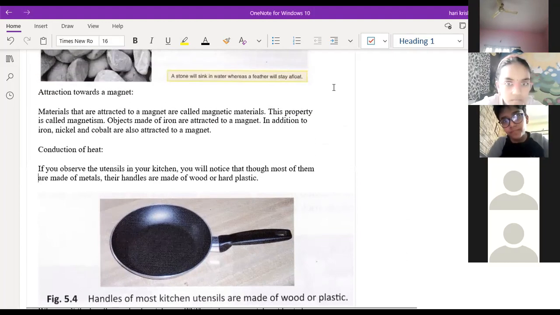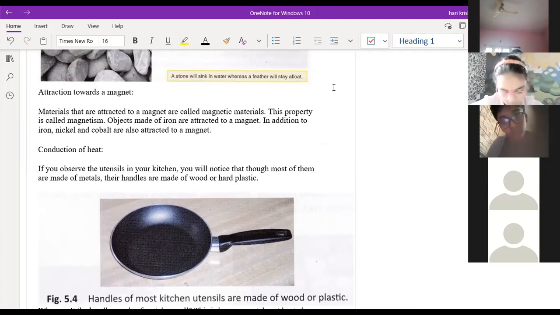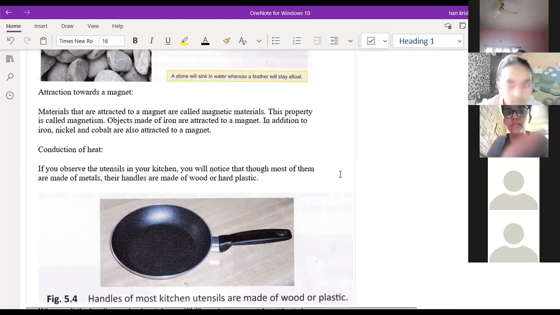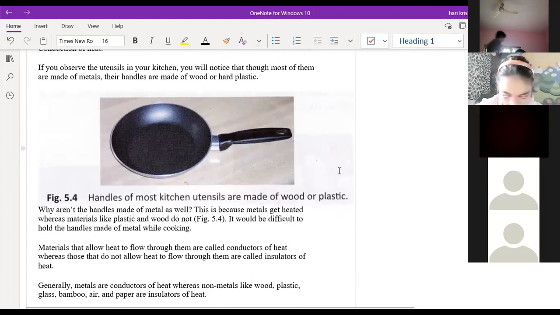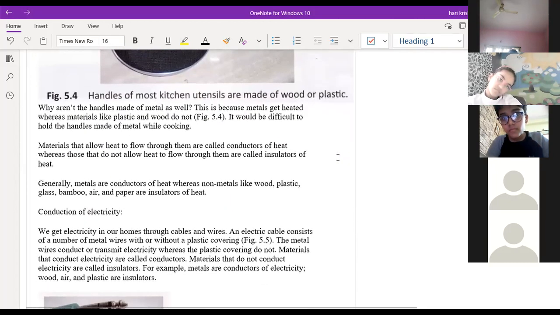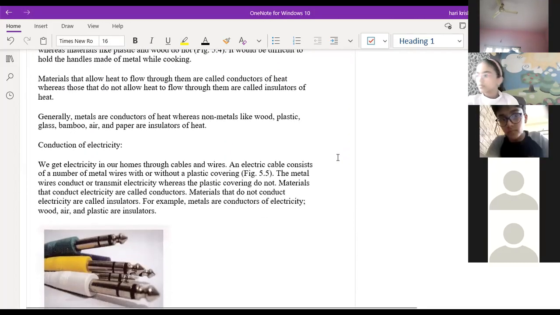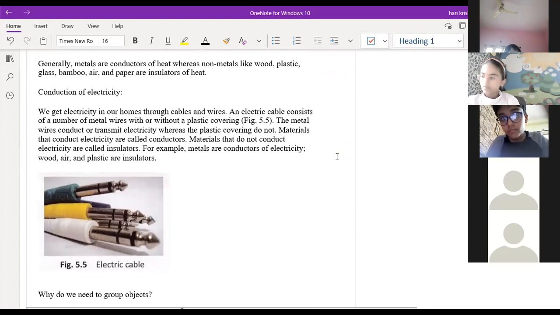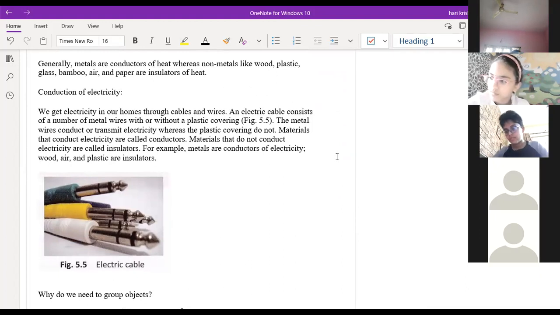So, conduction of heat, attraction towards a magnet. Some materials will be attracted towards a magnet. Some other materials cannot be attracted towards the magnet. Based upon that also, we can classify. Conduction of heat and electricity are similar, but heat is different from electricity. Heat is a form of energy and electricity is also a form of energy, but it happens in a different mode.